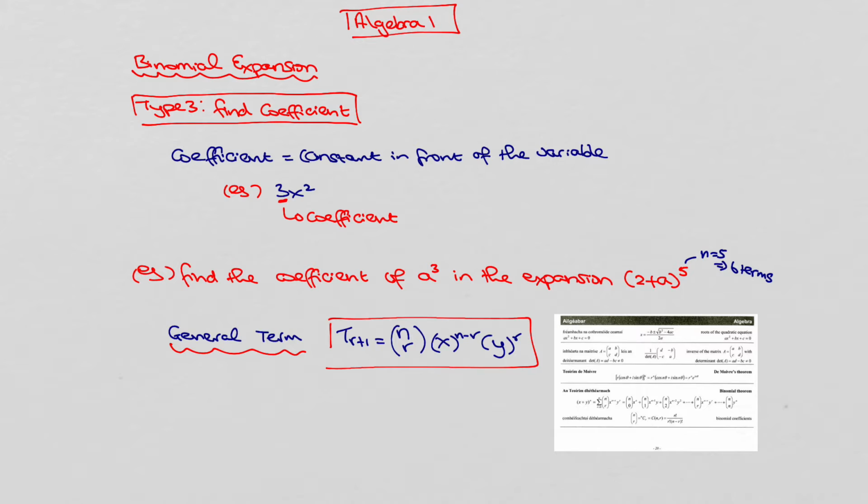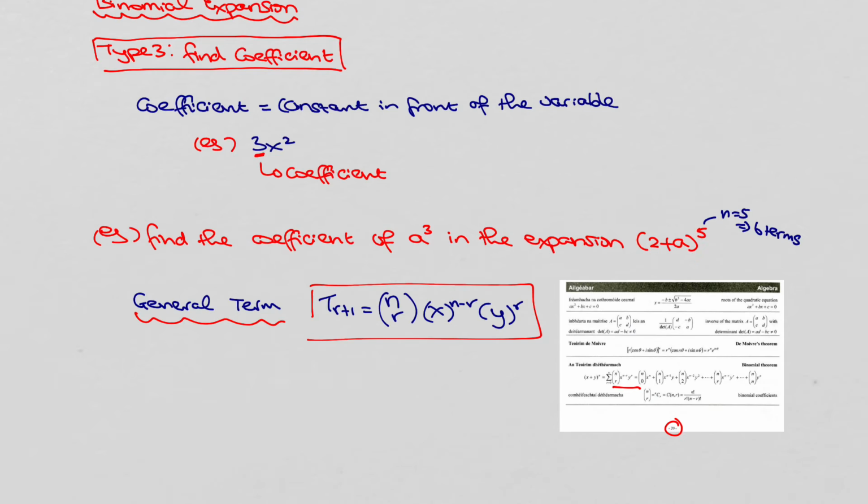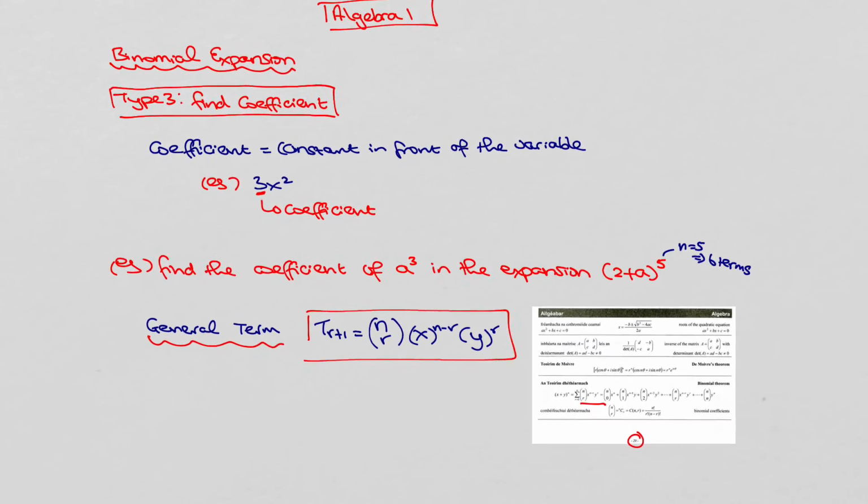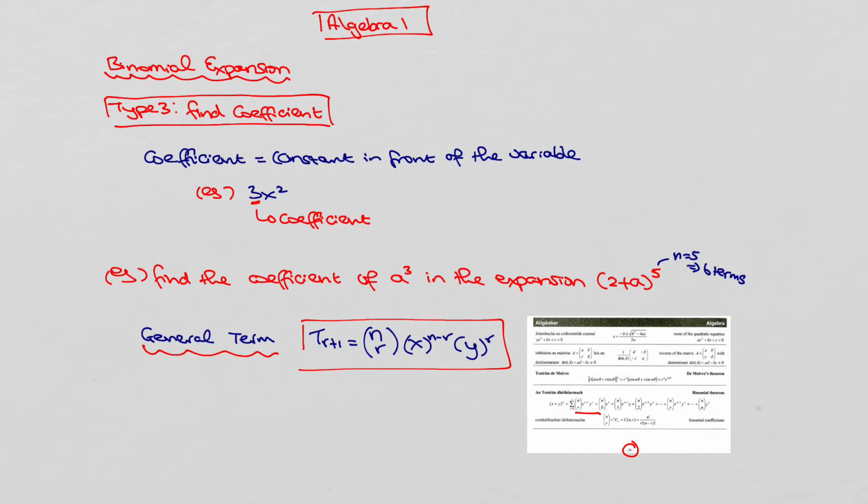So as seen in the previous video, we can find this on page 20, where it's n choose r, x to the power of n minus r, y to the power of r. So if we're looking at this question, what information do we know to sub into this formula? Well, we know that the first term in the binomial is 2, the second term is a, and n is 5. So what we're missing for this formula is r. So we need to know what r is. So how are we going to do that? Well, let's fill in what we do know.